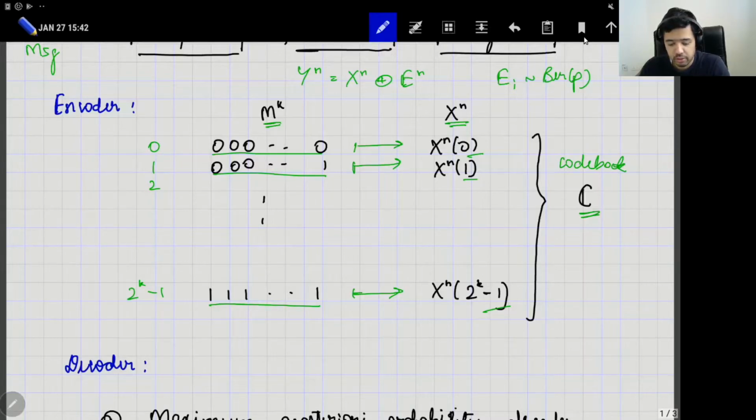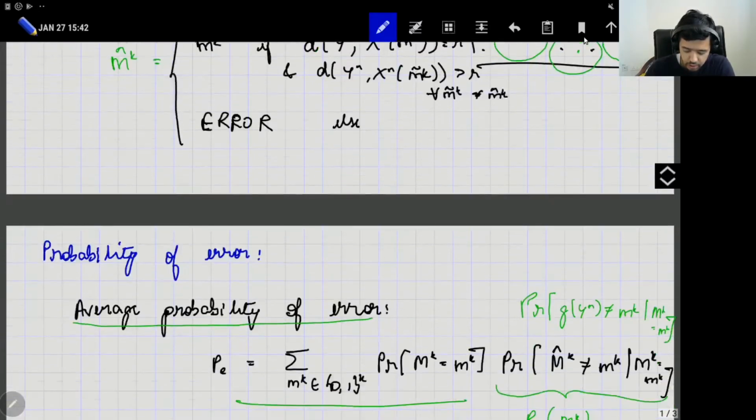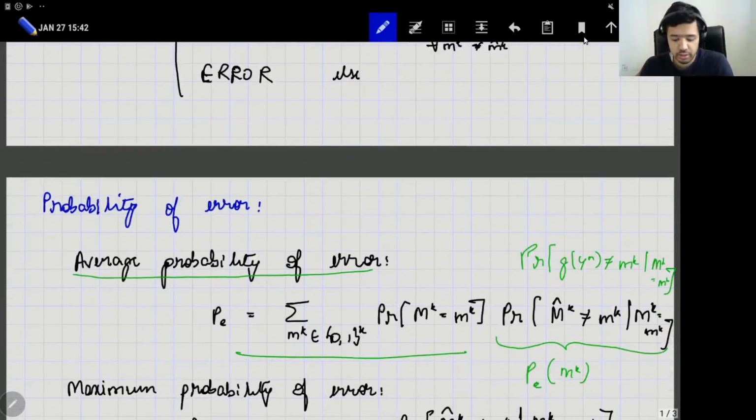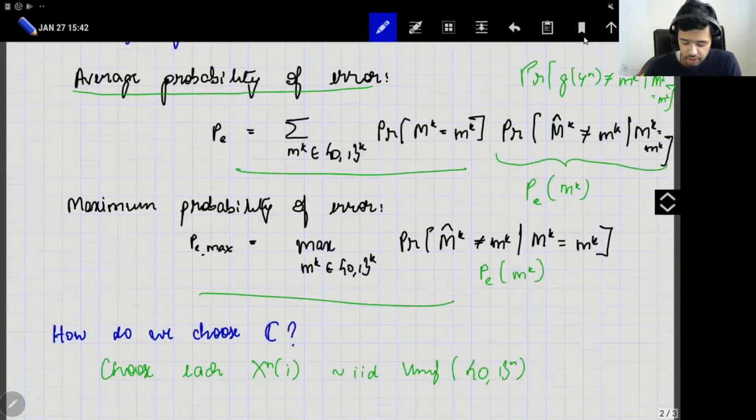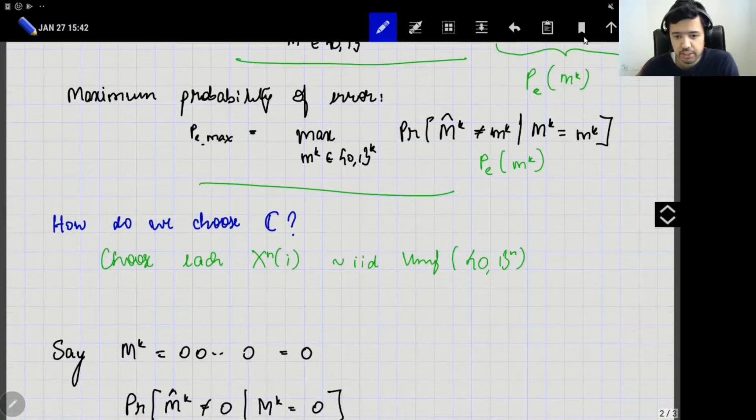But this class of codes, this manner of choosing codes, encoders and decoders, is easier to analyze, and that is indeed what we will do now. In practice, we don't really generate codes at random, and we don't really use bounded distance decoding, at least for large block lengths. But this is a useful tool because it gives us some insights as to how we must design codes and how we must design encoders and decoders.